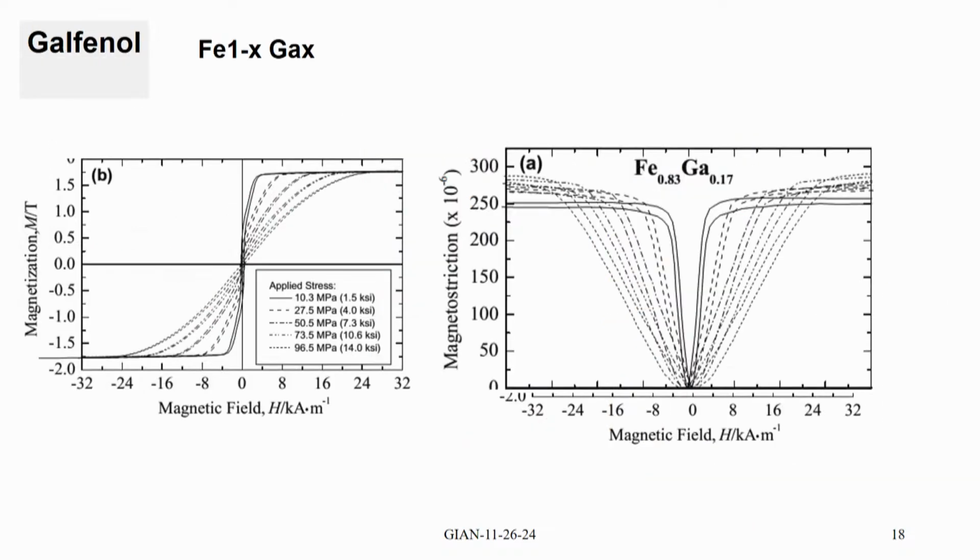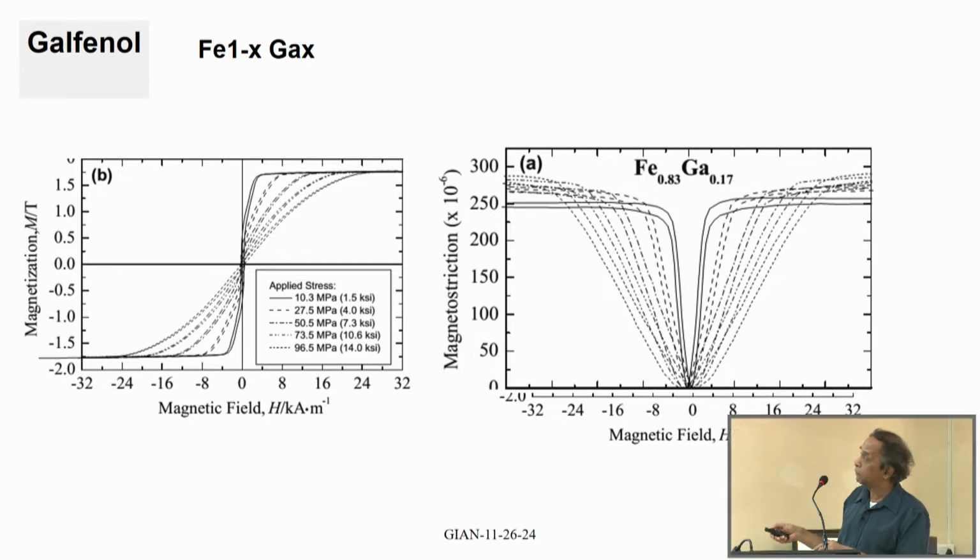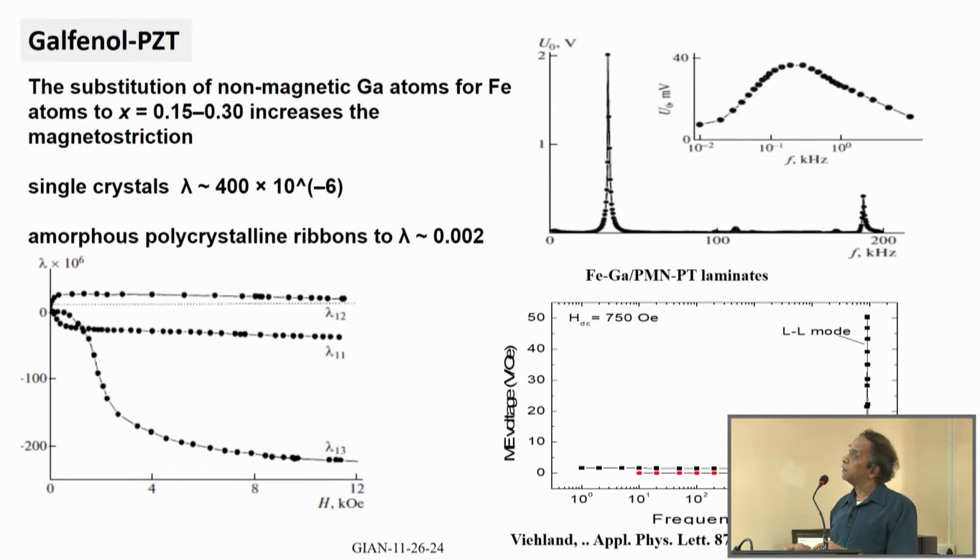And Galfenol, it's an alloy of iron and gallium. It has very good magnetostriction, that's positive, and these are the values under different preparation conditions. Just ignore it. The key point here is that it has positive magnetostriction, it increases rapidly with bias field. So, the Q values will be high, and that gives rise to a very strong magnetoelectric response in a composite with PZT. Okay. That is what is shown here.